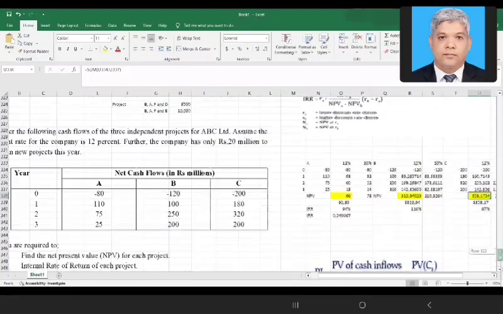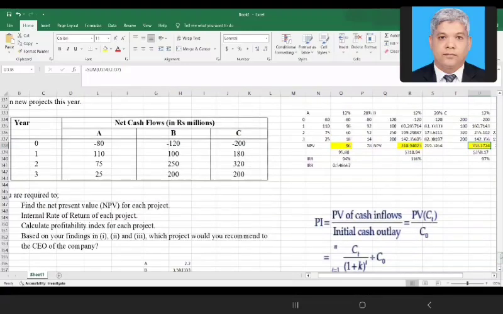The last question is, based on your findings, which project would you recommend to the CEO? Based on the NPV, all these three projects are good projects since the NPV values are positive. Based on the profitability index, we can rank. Since there is a strict limit on the fund, the only available fund is 200 million. So you can recommend either project C or A and B.